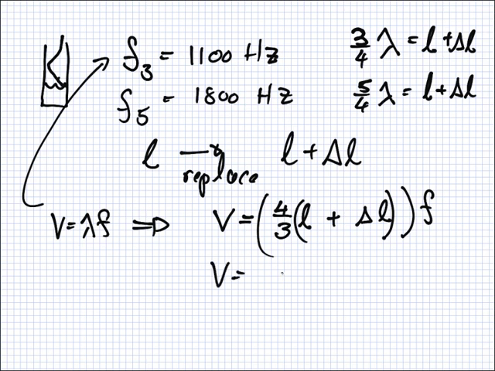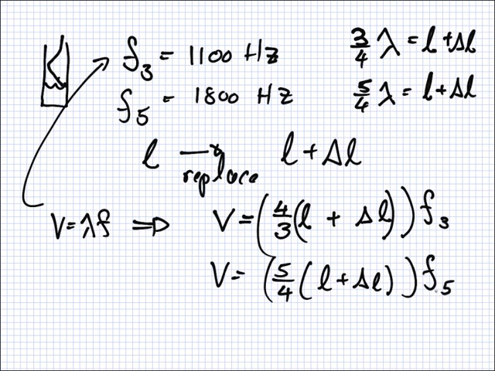V equals, and the next one would be 5 over 4 (L plus delta L) times f. Now, these f's are different, aren't they? Oh, because we're looking at the second one. It's 4 over 5. Thank you.